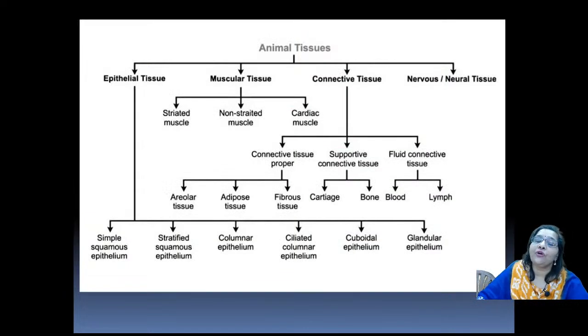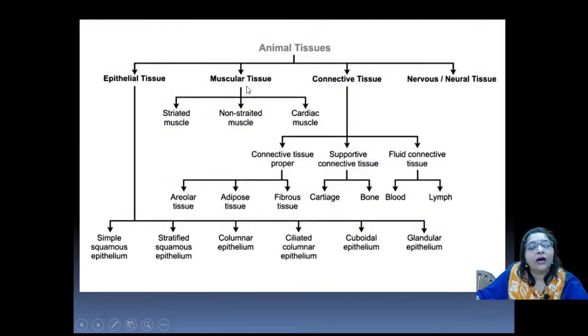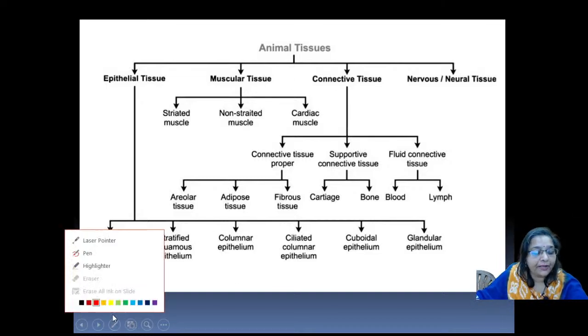Okay, we saw various animal tissues. We saw what animal tissues are and how they form organs first, but we learned in brief about the classification of animal tissues, how the animal tissues are categorized in 4 different types, of which the epithelial tissue is a simple tissue, followed by the complex types of tissues, the muscular tissue, the connective tissue, and the nervous tissue.